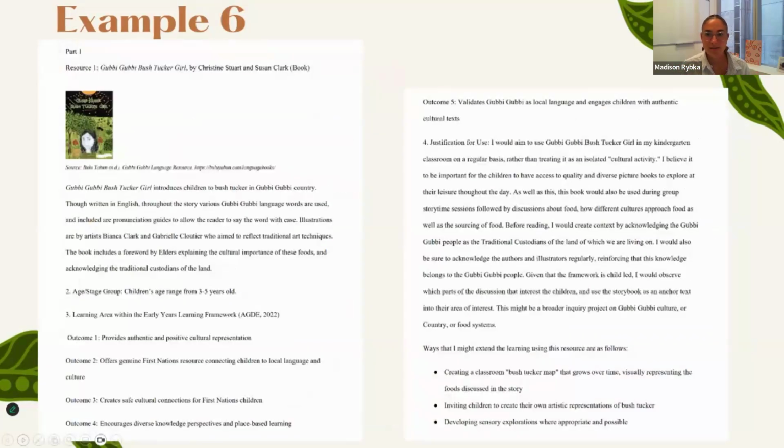This one I showed last week in tutorial, but again, I did not realize I was honing in on the early years today. This one is just a Gubby Gubby Bush Tucker Girl book about language, easily telling me the age, learning area, and the justification of use, explaining how this book would be used in a lesson, and even giving me some extended learning, creating a classroom bush tucker map, inviting children to create their own artistic representations. So lots of different styles.